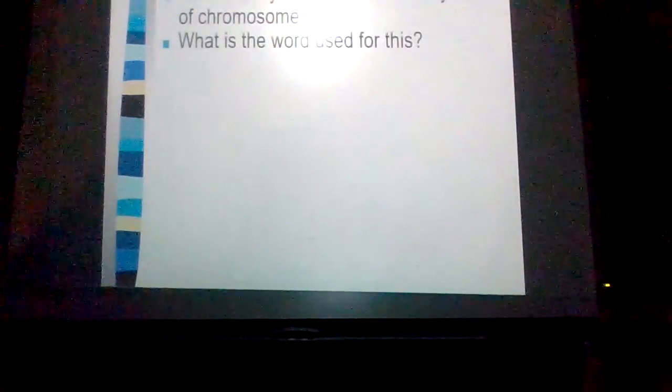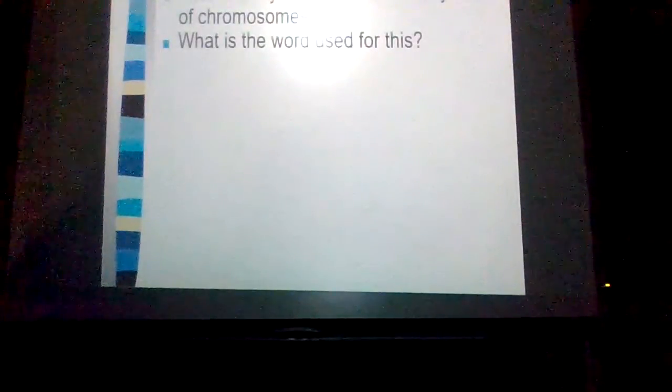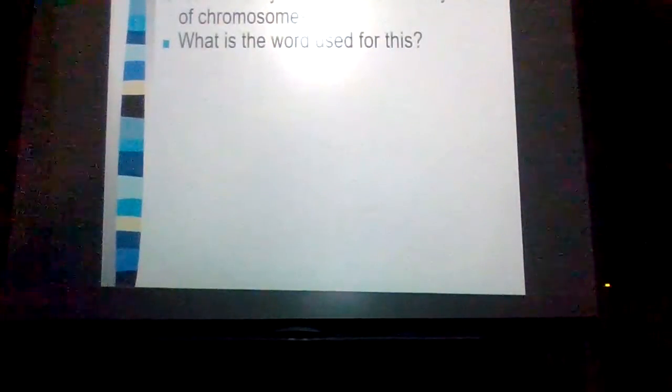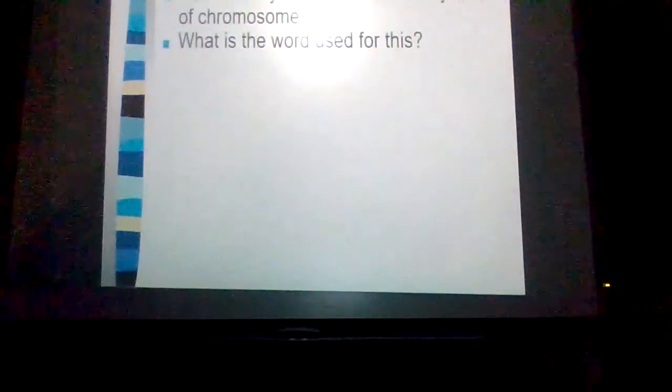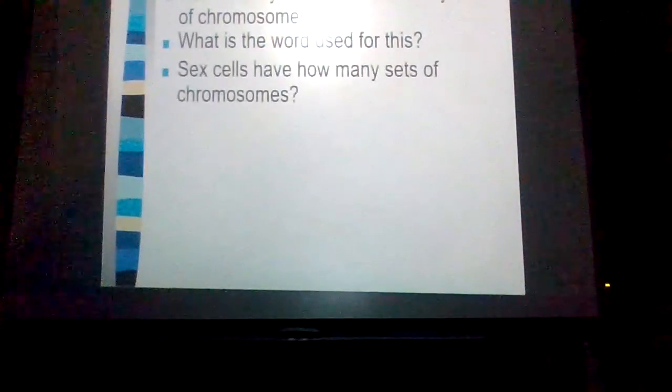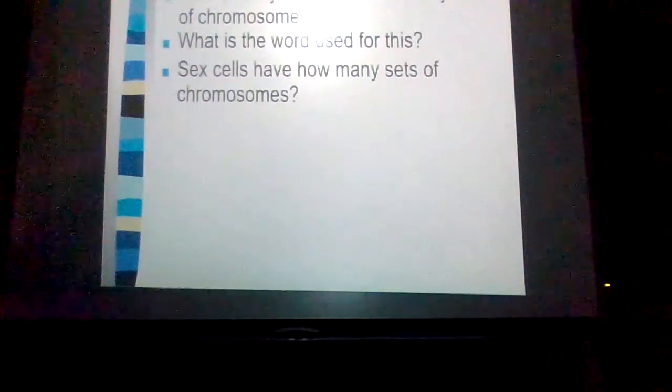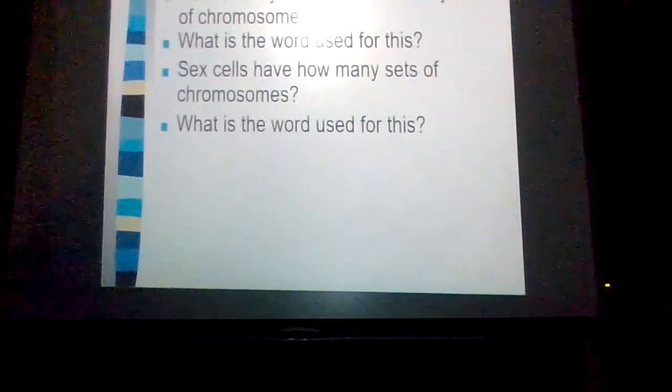Normal body cells have how many sets of chromosomes? 2. What is the word that means 2 sets of chromosomes? Diploid. Sex cells have how many sets of chromosomes? 1. And what's the term? Haploid. Okay. Turn your notes in.